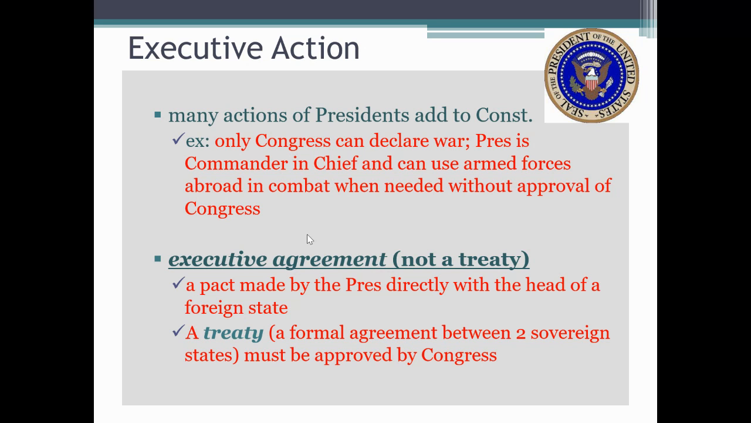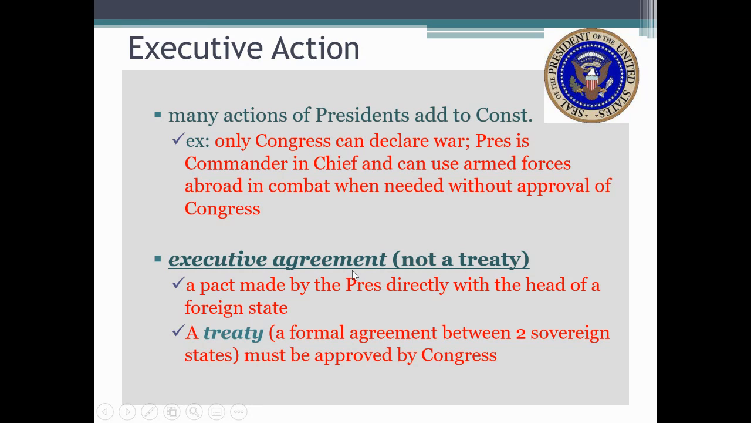So like President Trump has tried to do quite a few things where checks and balances come into play, and the federal courts say, nope, sorry, Mr. President, that's unconstitutional. So that is part of executive action as well.